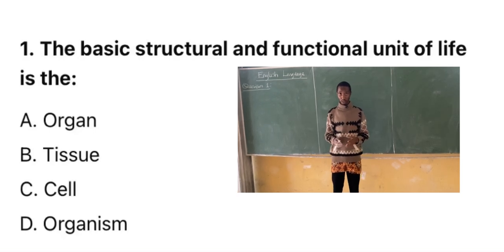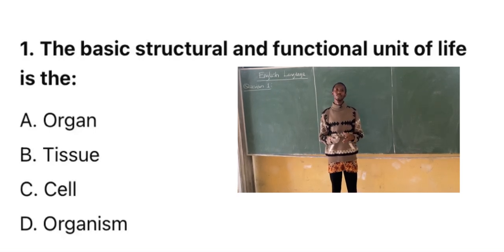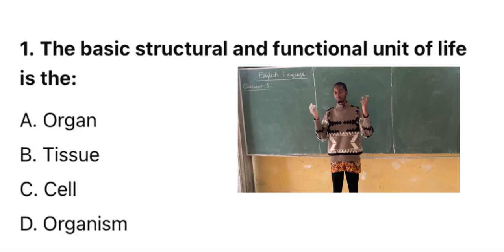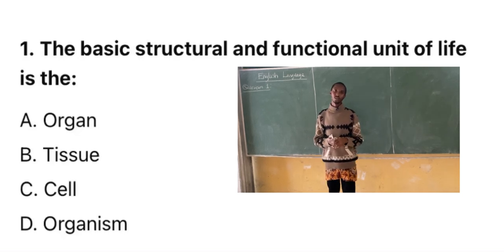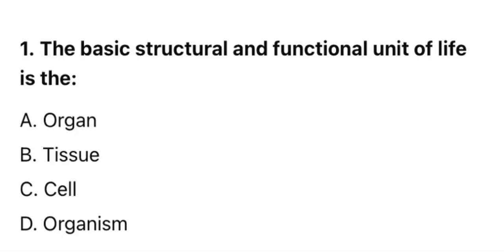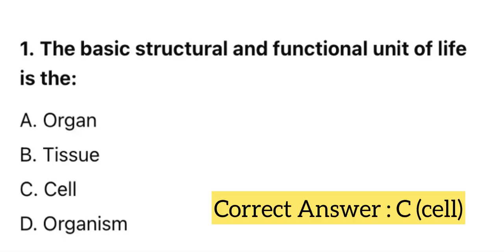A. Organ. B. Tissue. C. Cell. D. Organism. The correct answer is cell. Reason being that the cell is the smallest unit that can carry out all life processes. All living things are made up of cells. Cell is the basic structural and functional unit of life. So the correct option there is option C, cell.